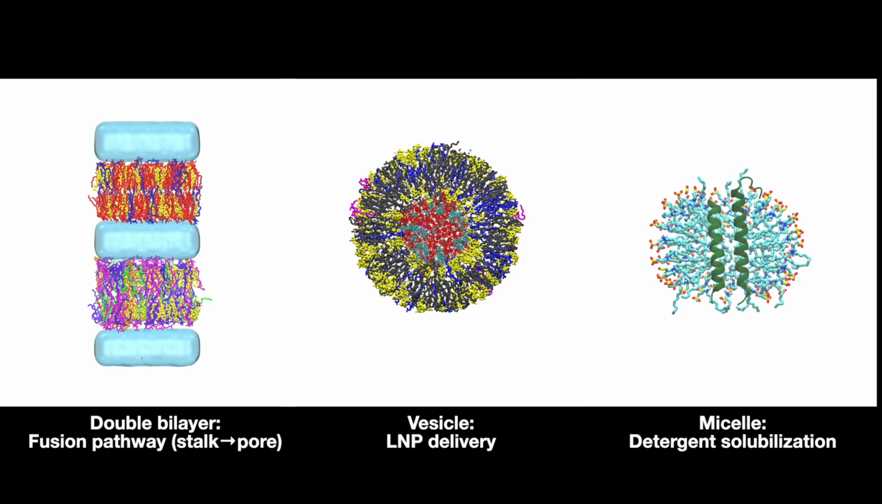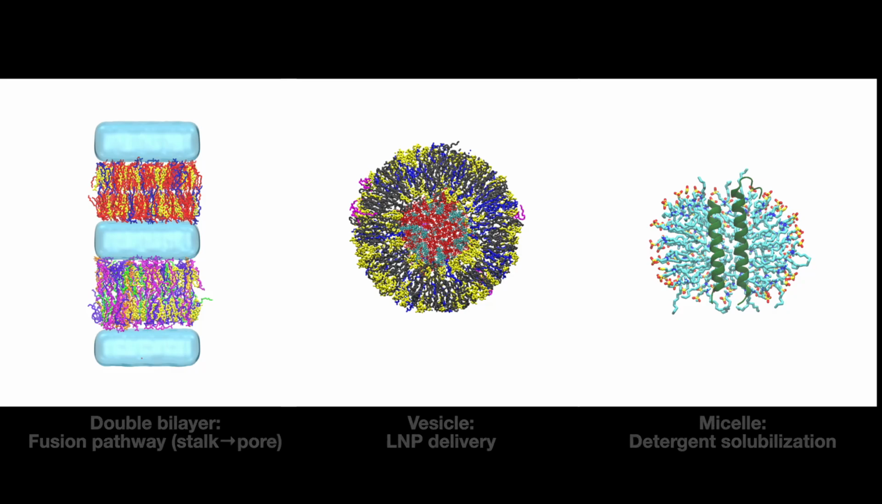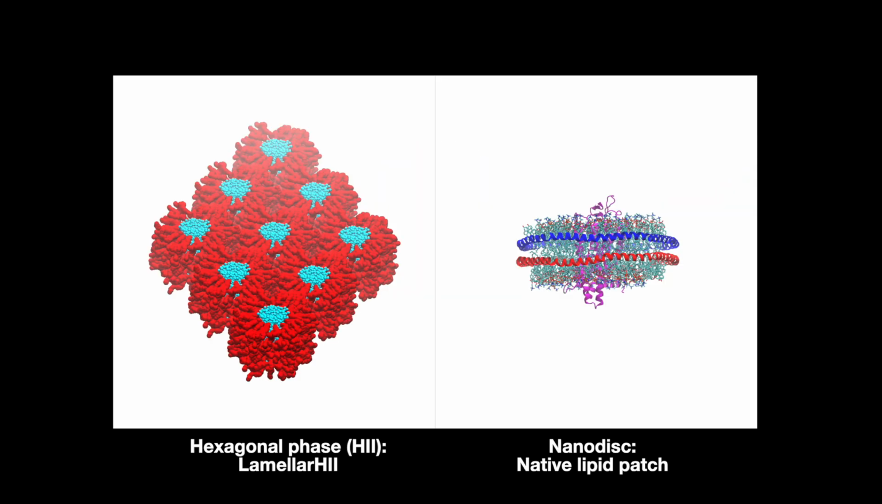Micelles represent detergent assemblies, characterized by critical micelle concentration and aggregation number. Hexagonal phase structures capture curvature stress and non-lamellar stability. Nanodiscs provide a native lipid patch, maintained by scaffold proteins for order and affinity. In this demo, we will introduce Micelle in detail.